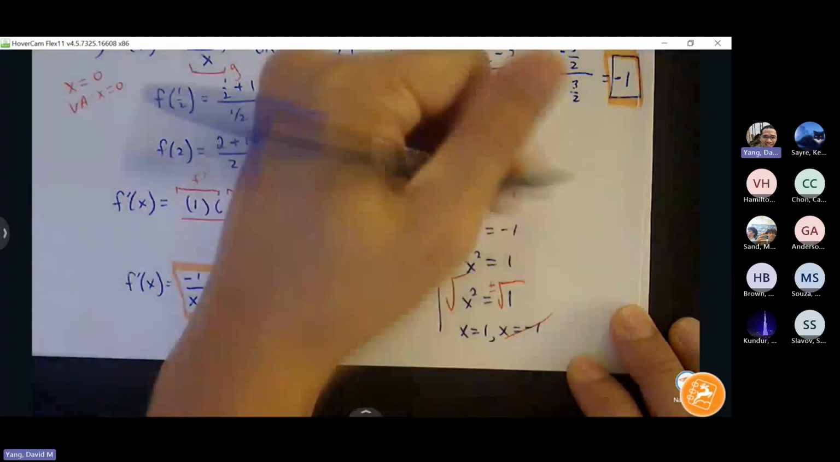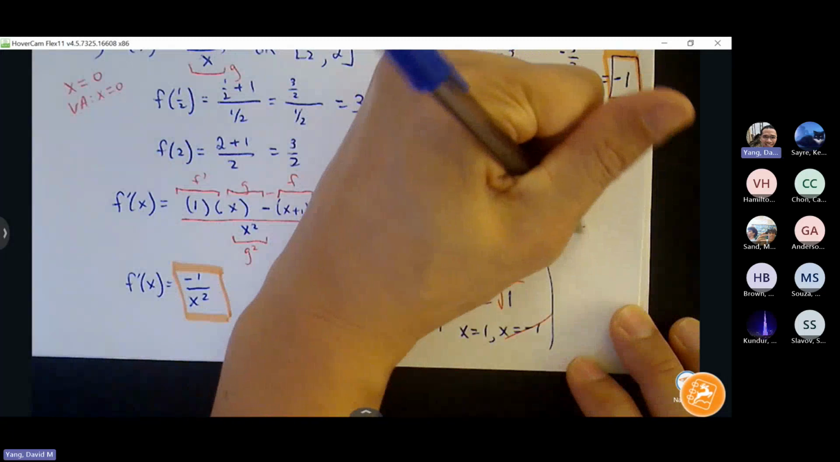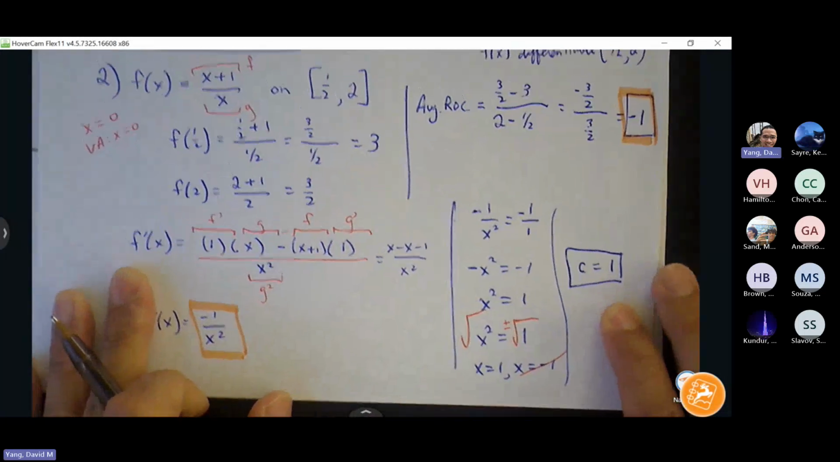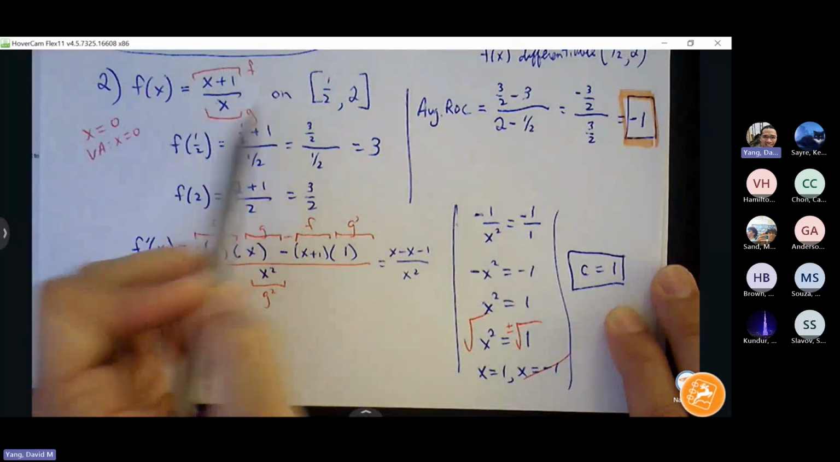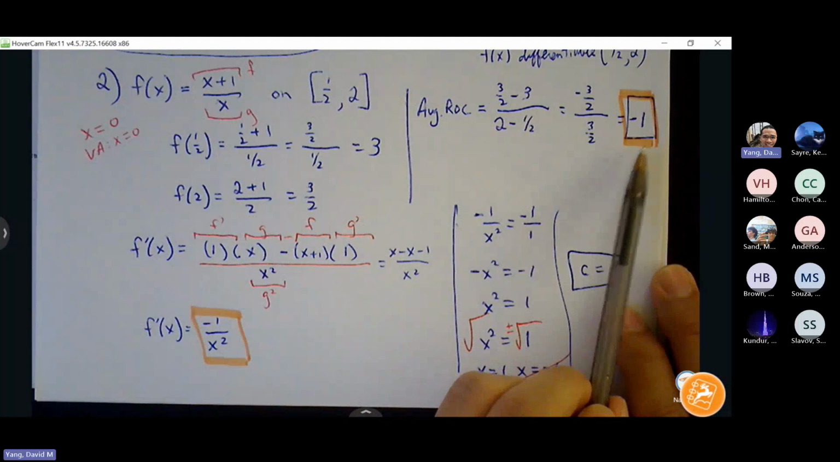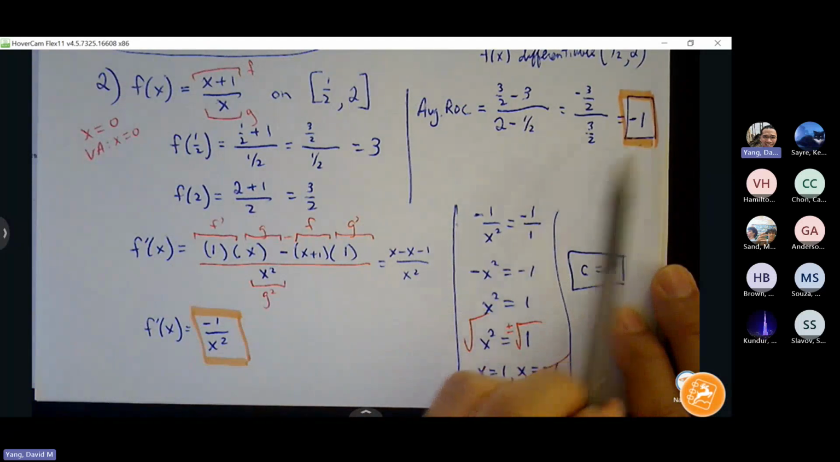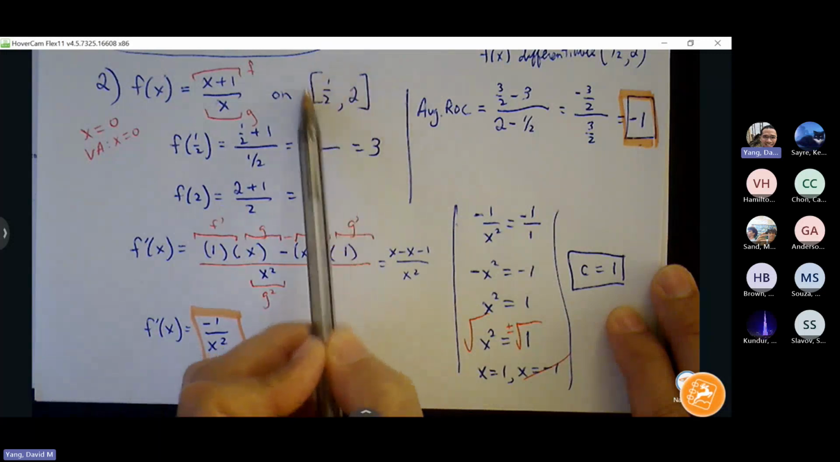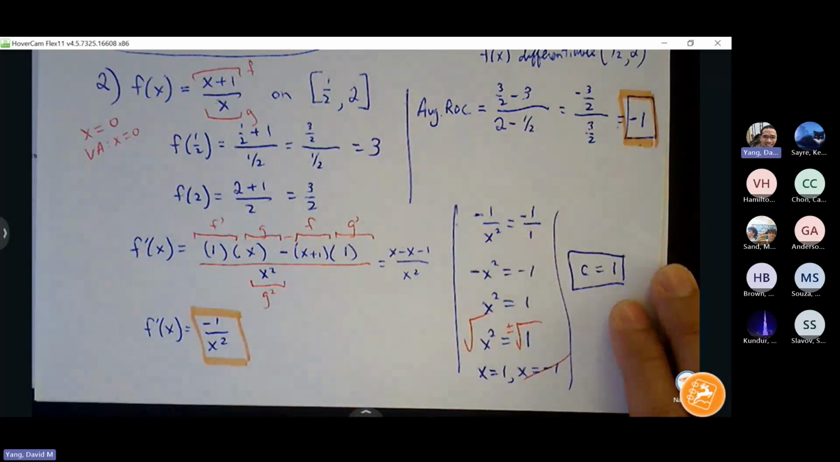So our x value solution, we labeled it as our C. So when x is 1, this graph is going to have, at that exact moment in time, a slope of -1. Because that's a guarantee, because the slope between the endpoints is showing the slope of -1 as well.